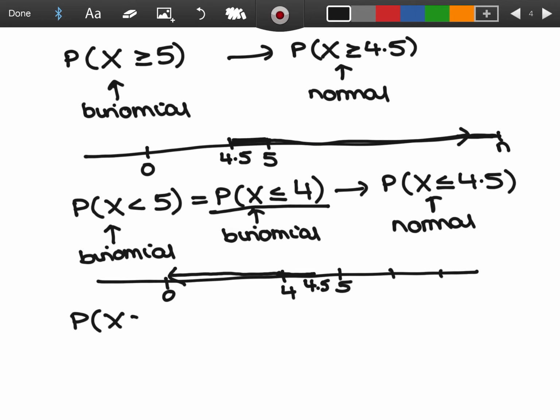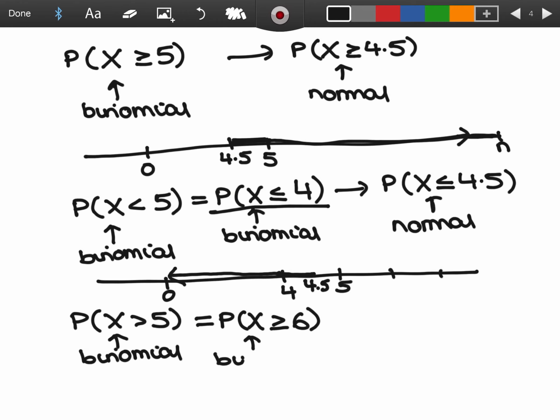Finally, let's do the probability that x is greater than 5. We are still in binomial. This is the problem that you would get in binomial. If I've got greater than 5 successes in a discrete distribution, that means that the smallest amount of successes that I can have is 6. Greater than 5 successes is the same thing as saying greater than or equal to 6 successes. I'm still in binomial and haven't done any continuity correction yet.